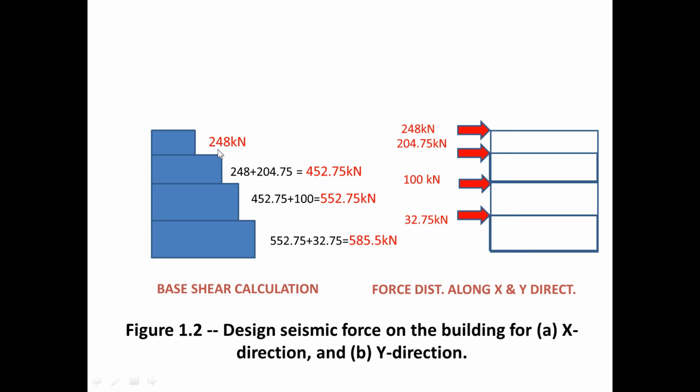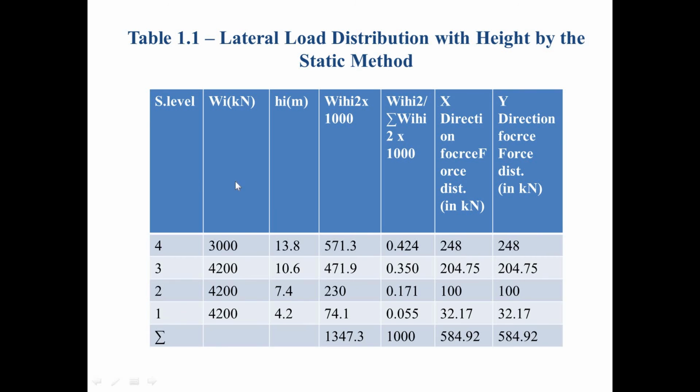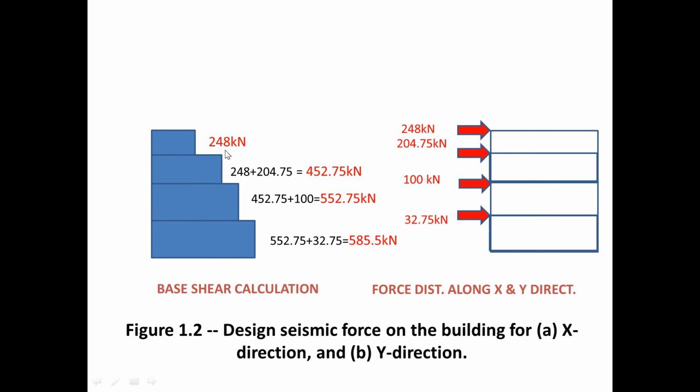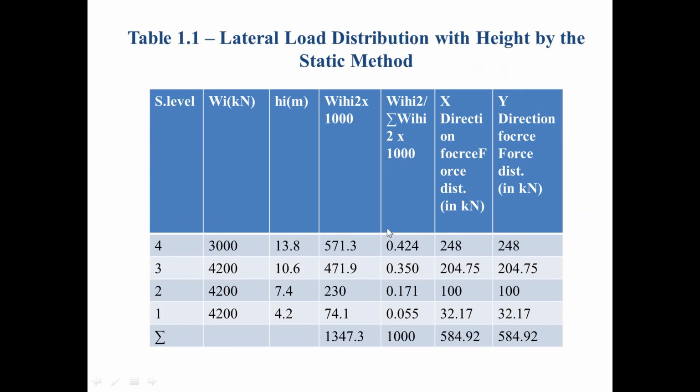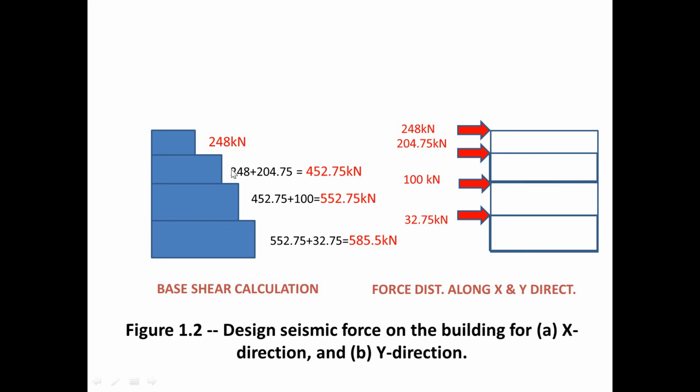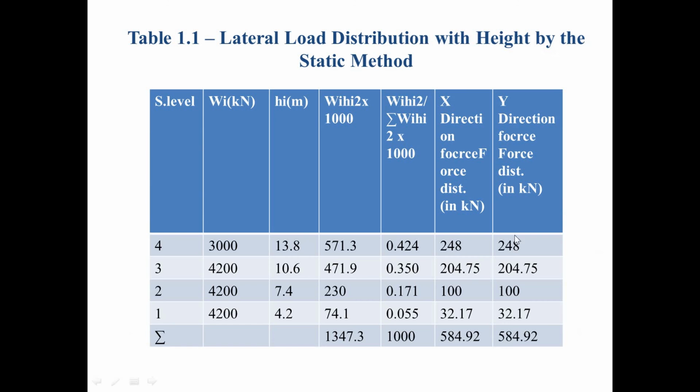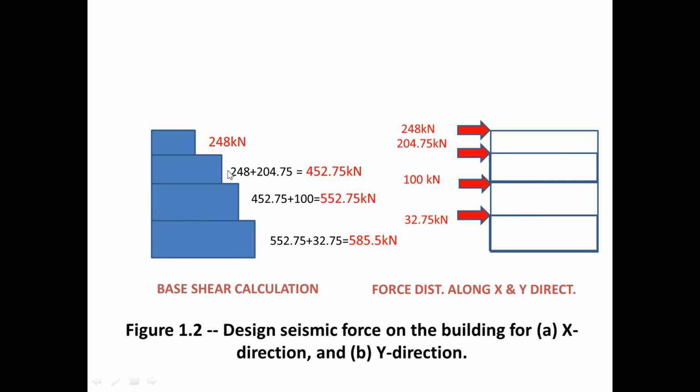We know that at the top part we have already calculated 248. So you have to just write 248. Then you have to sum the respective value along with the previous value. So 248 plus 204, where the 204 comes from the third story value. So 248 plus 204.75, you will get 452.75. Similarly 452.75 plus 100, this value, and you will get this. Then similarly at the last you will get this.